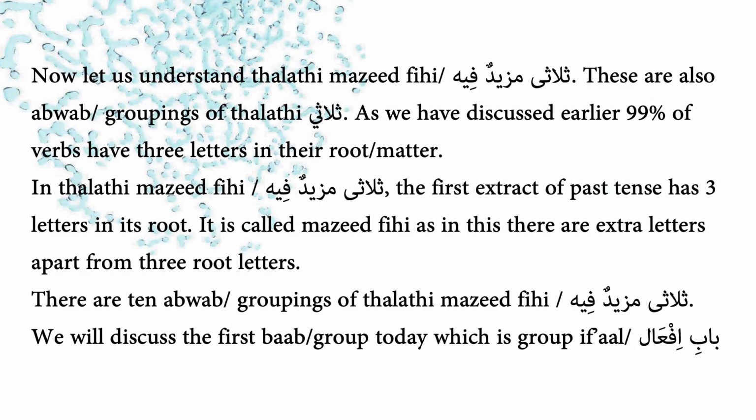Now let's understand thalathi mazid fi. These are also abwab or groupings of thalathi. As we have discussed earlier, 99% of verbs have 3 letters in their root or matter. In thalathi mazid fi, the first extract of past tense has 3 letters in its root. It is called mazid fi, as in this there are 3 letters apart from 3 root letters. There are 10 abwab or groupings of thalathi mazid fi. We will discuss the first bab or group today, which is Bab-e-If'aal.